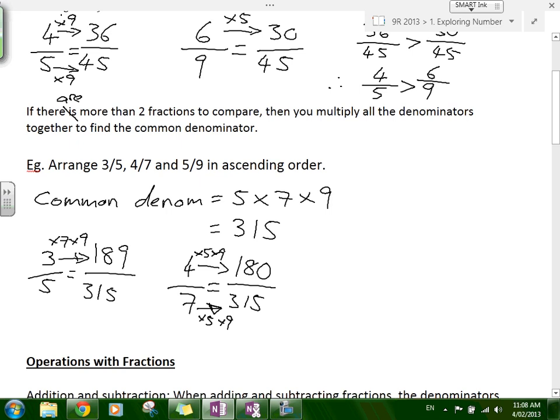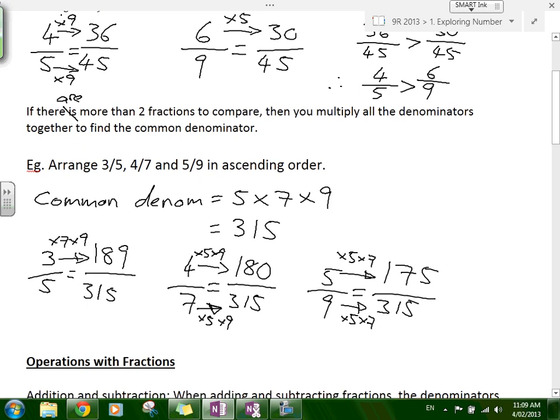And then the last one, 5 over 9 equals something over 315. Well, again, you have to multiply it by 5 and 7. So what do we have to multiply this by? Whatever's left. 5 and 7. So what's 5 times 35? 175.